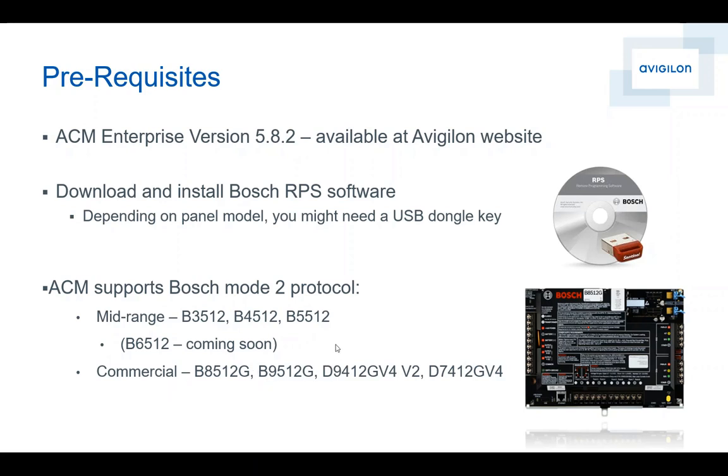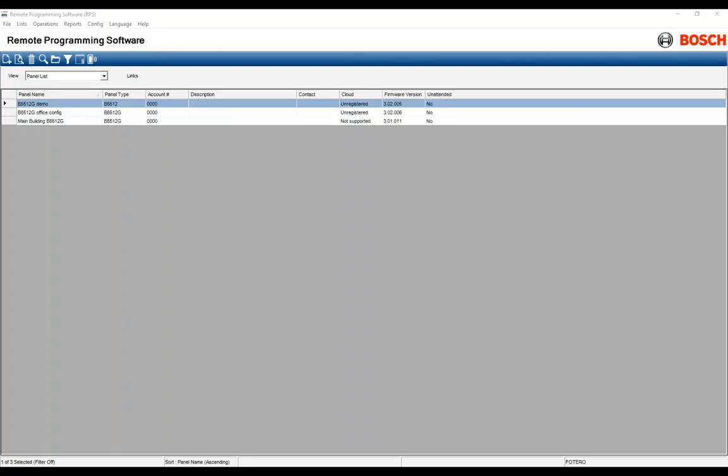Okay, so let's go ahead and get out of this screen, and I'm going to open up my RPS software. And with that, we're going to look into some of the configuration in the Bosch panel. I already have my RPS software installed and configured, already connected to my Bosch alarm panel. For more information on that, please go to the Bosch website and download the manual instructions on how to install the RPS software and how to connect to a Bosch alarm panel and create a configuration.